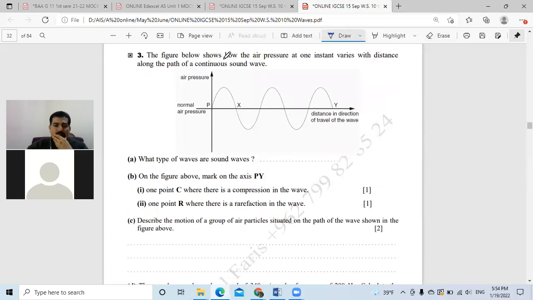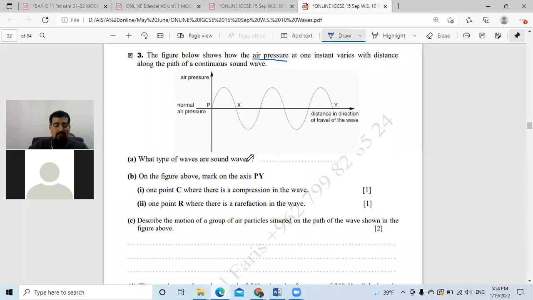The figure below shows how air pressure at one instant varies with the distance along the path of a continuous sound wave. Here the zero is normal atmospheric pressure, and the pressure goes higher or lower than the atmospheric pressure. Part A, what type of waves are sound waves?